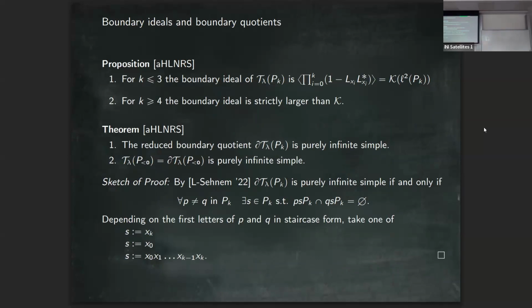You can't have an ideal that simple. So I spared the sketch of the proof, but it is very, very fast because of a characterization of purely infinite simple that Camille and I gave. Looking at the monoid itself, not at the group, but at the monoid itself. It's a combinatorial thing. You can put things in the front. You get purely infinite simple. Okay.